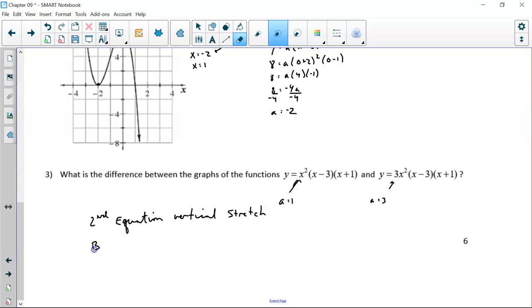Now they both have the same shape. They're both going to look something like this. The second one's just going to be stretched out. So they have the same shape, and they also have the same x-intercepts. The only thing is the other one's stretched. That's it. And let's do one more.